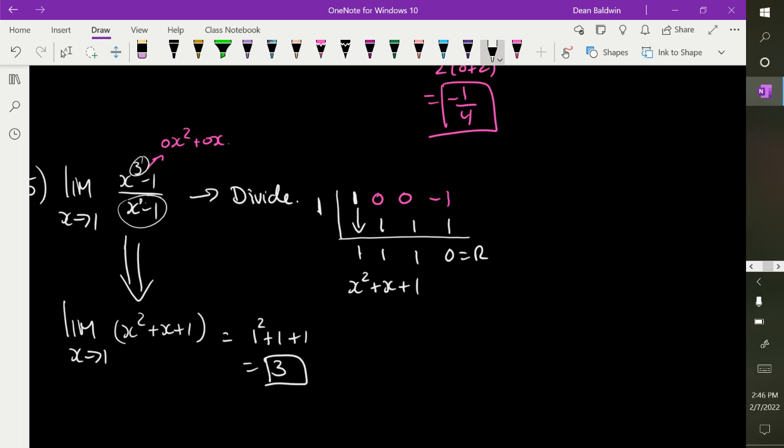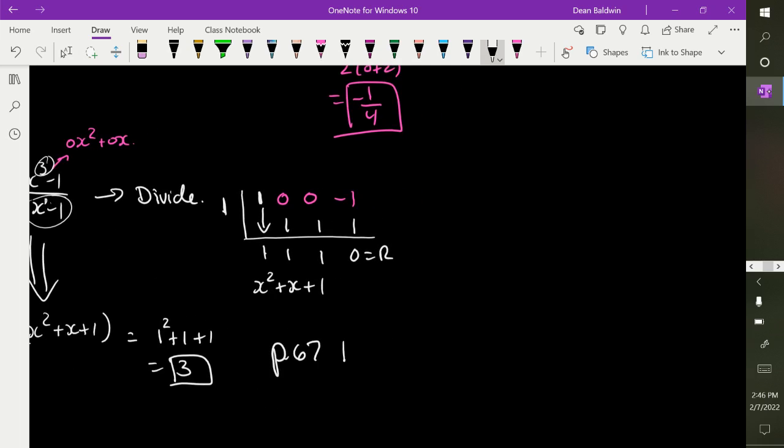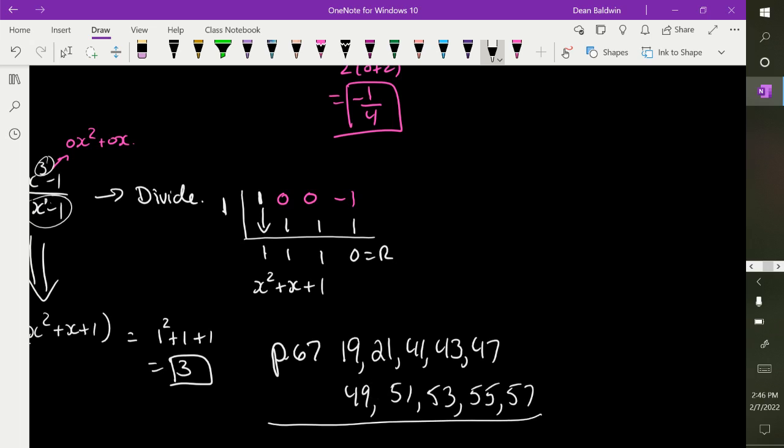Okay, and your practice questions for everybody are on page 67 if you didn't get them on the board. 19, 21, 41, 43, 47, 49, 51, 53, 55, and 57. Please practice this, even Math 100 students. I know you have slightly different questions. This is getting into the crux of what a limit is.